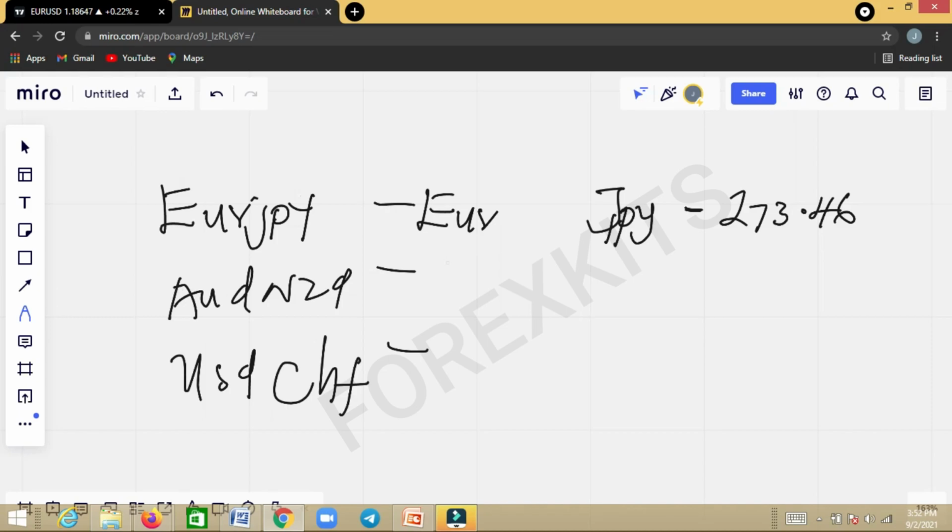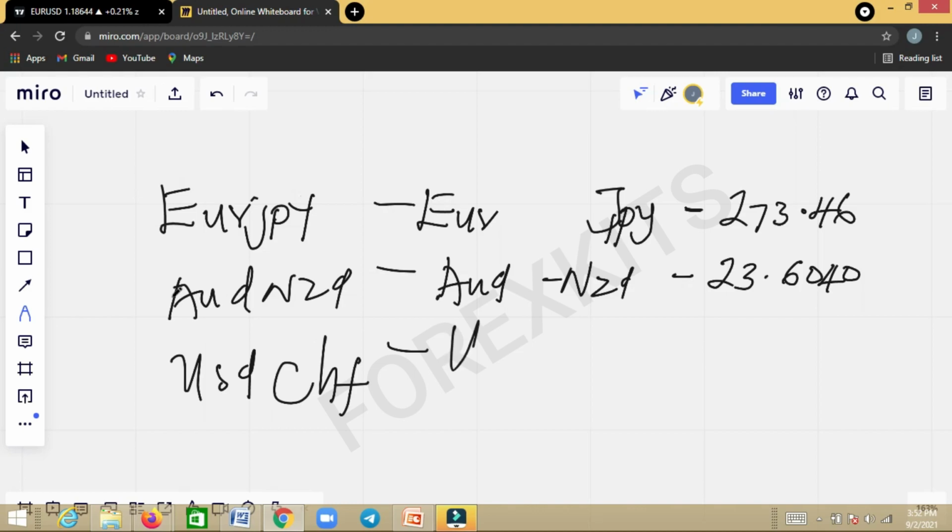Let's go on to the next one. AUD, NZD, the same thing. Base currency is what? The Australian dollar. The core currency is what? The New Zealand dollar. Prices are going to be quoted in the New Zealand dollar, so it might be something like 23.6040.